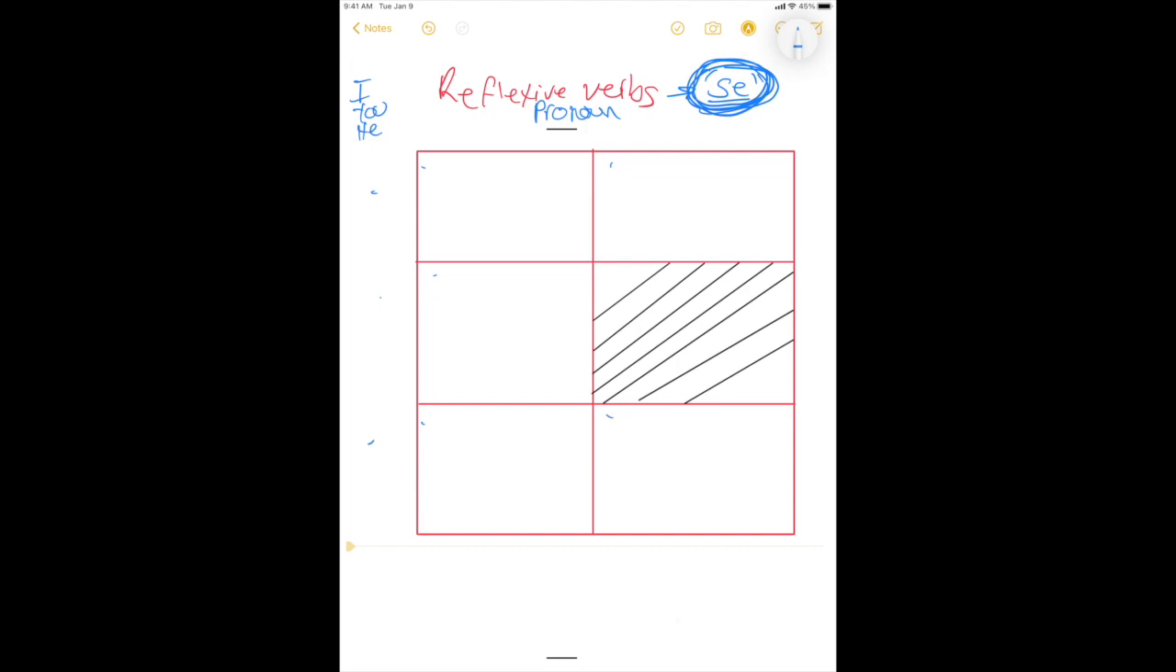So based on each subject, you're going to need a different reflexive. In the yo form, you're gonna use me. So you're going to change se to me, and the me is going to go at the front. All right. In the tu form, it's going to be te. In the el, ella, usted form, it's going to be se. In the nosotros form, it's going to be nos. And in the ellos, ellas, ustedes form, it's also going to be se.